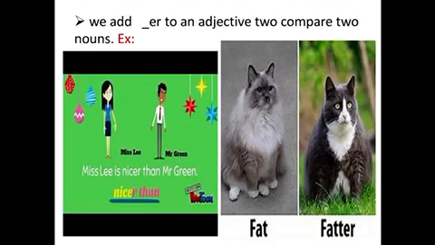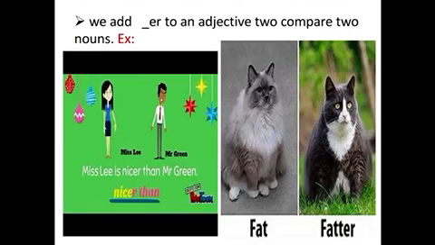We add er, the suffix er, to an adjective to compare two nouns. Look at these examples. Miss Lee is nicer than Mr. Green. Here we add the suffix er to the word nice and it became: Miss Lee is nicer than Mr. Green.